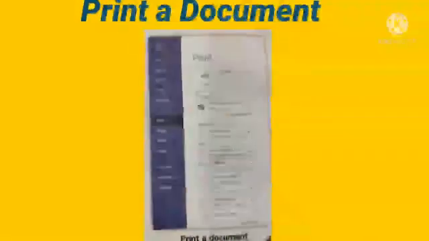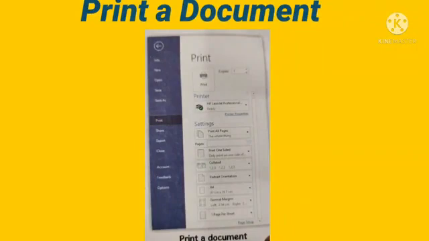Print a document. After page setup and preview, you need to print it. First, click on the File tab, otherwise click on the Office button and then click on Print. Second, the settings enable you to select the format of the document such as letter, A4 size, etc. Third, you can set the number of copies in the copies box.